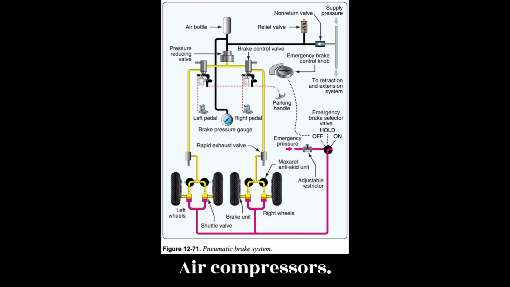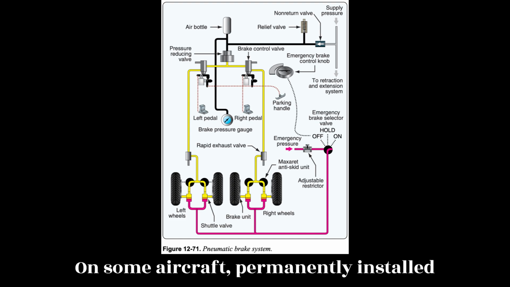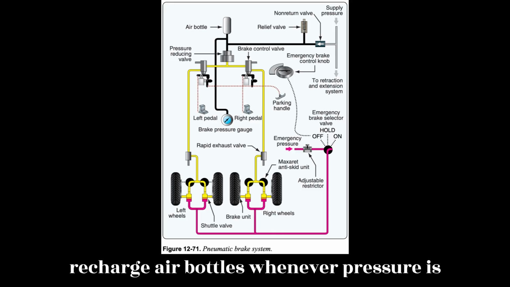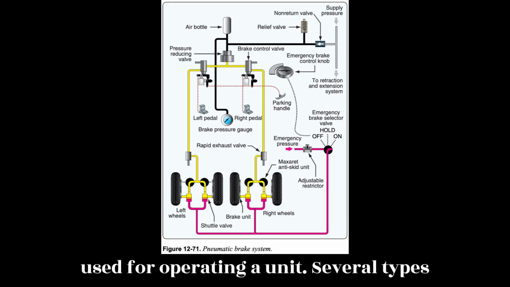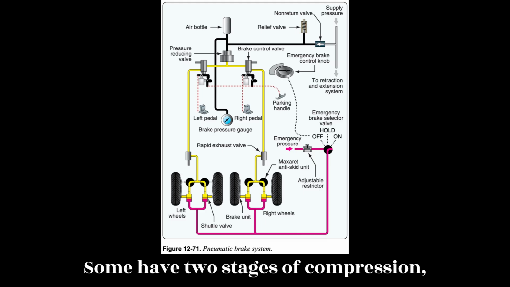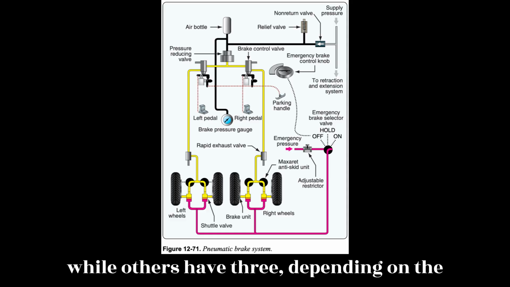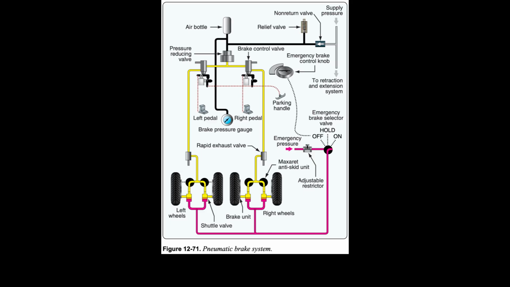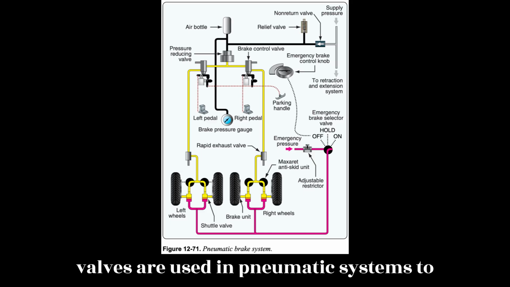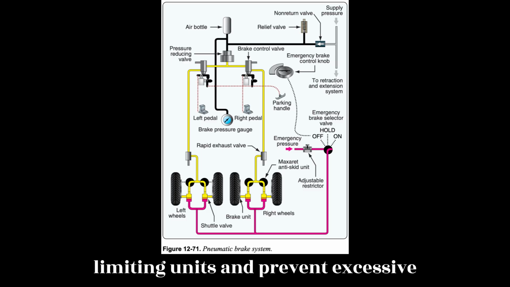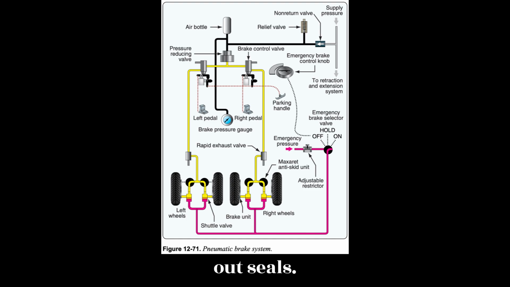Air compressors. On some aircraft, permanently installed air compressors have been added to recharge air bottles whenever pressure is used for operating a unit. Several types of compressors are used for this purpose. Some have 2 stages of compression, while others have 3, depending on the maximum desired operating pressure. Relief valves. Relief valves are used in pneumatic systems to prevent damage. They act as pressure limiting units and prevent excessive pressures from bursting lines and blowing out seals.